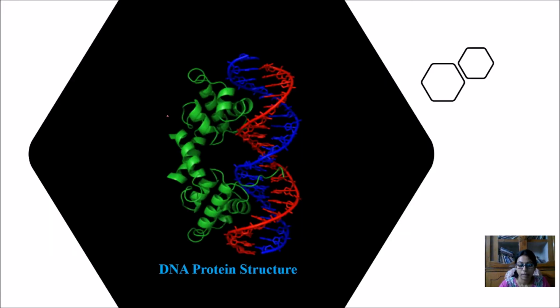Another example I will take here is the DNA-protein structure. You know that during replication of DNA, transcription of DNA to RNA, or translation of RNA to protein, in all these processes there is a requirement of proteins, and these proteins bind to a specific position over the DNA with the help of certain bonding. These bonds will not be covalent, because if covalent bonds were formed, then it would be very difficult for the DNA to get separated from the protein.